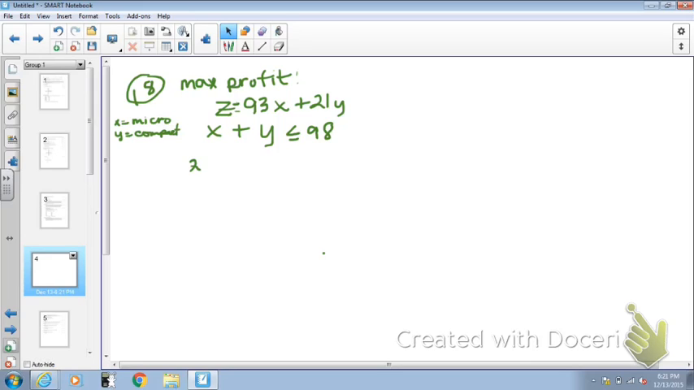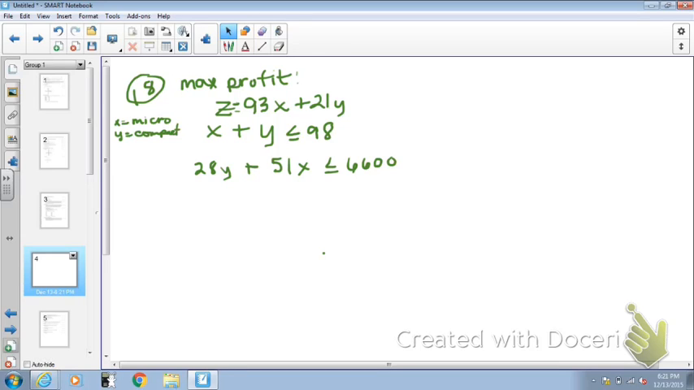So 28X for the weight of the microwaves. I'm sorry, let's back that up just a little bit. 28 is actually for the compactors, so be careful when you're reading it. 28Y plus 50 for the microwaves, which was X. And he's limited to a total of 6,600 pounds, so it has to be less than or equal to that value.